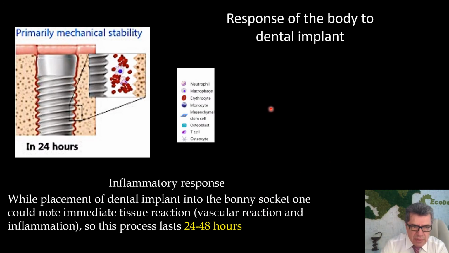The first stage is the inflammatory response. While placing the dental implant in the bone socket, one could note an immediate tissue reaction, vascular reaction and inflammation. This process lasts 24-48 hours. Here is the area surrounding the implant. We can see a lot of elements, the blood elements.